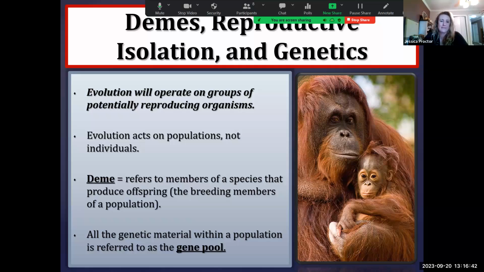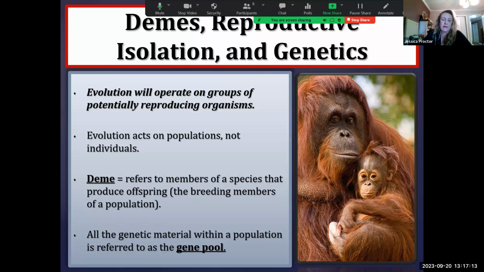A deme refers to members of a species that produce offspring, essentially the breeding members of a population. So those that have reached reproductive maturity and have not hit the end of their reproductive lives yet, for females, those between menarche and menopause. Menarche is the onset of menstruation, like we talked about in chapter 3, and menopause would be when that ceases, when that ends. So that's what a deme is, the breeding members of a population.